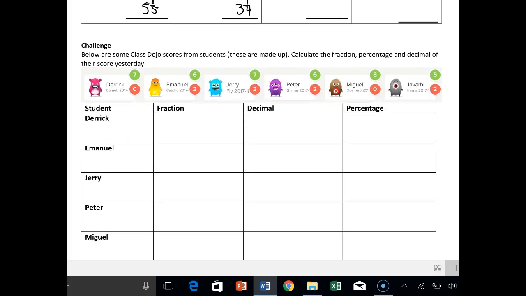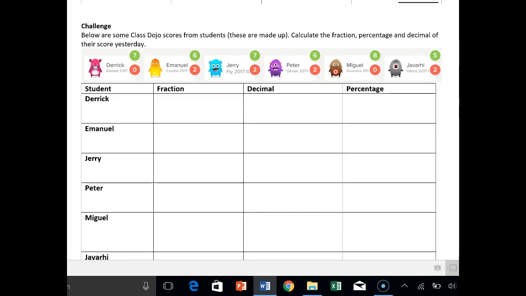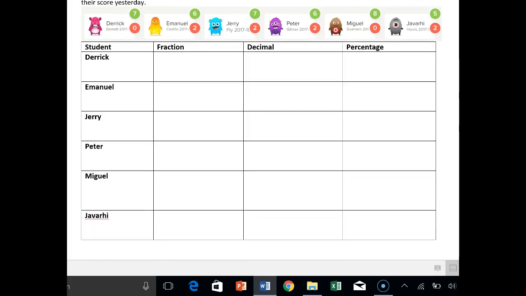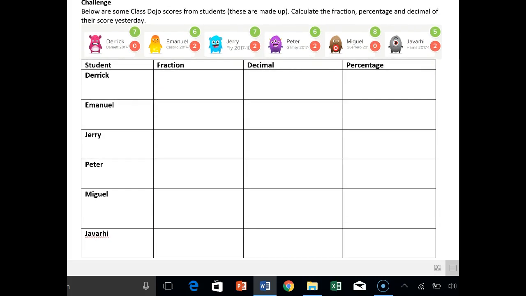Lastly, we have a little bit of a challenge. Below are some Class Dojo scores from students. These are made up. Calculate the fraction, percentage, and decimal of their score yesterday. So this is a little interesting because you have to treat it almost like you're shooting free throws, right? If you only have a bunch of positive points and no negative points, or say no misses, then you basically shot 100%. So let's take a look at Derek.